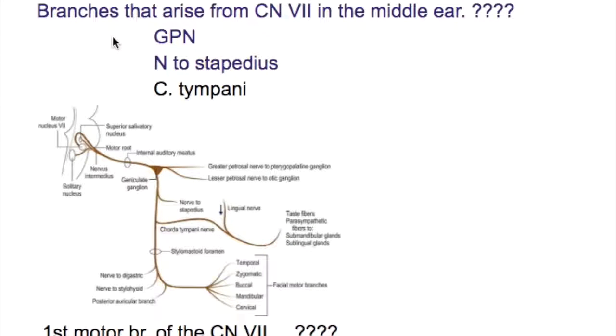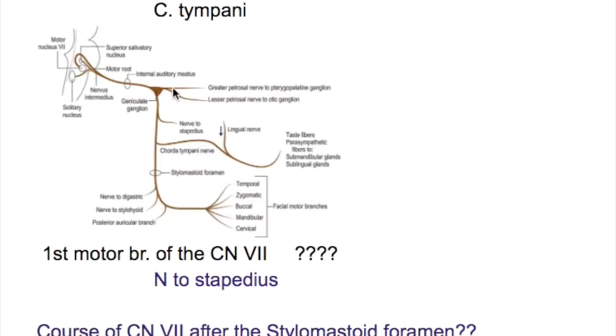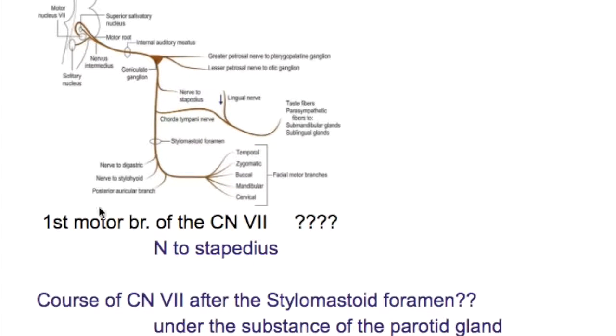What are the branches that arise in the middle ear from the facial nerve? These are the greater petrosal nerve, the nerve to the stapedius, and the chorda tympani that arise in the middle ear cavity. Which is the first motor branch that arises from the facial nerve? It is the nerve to the stapedius.